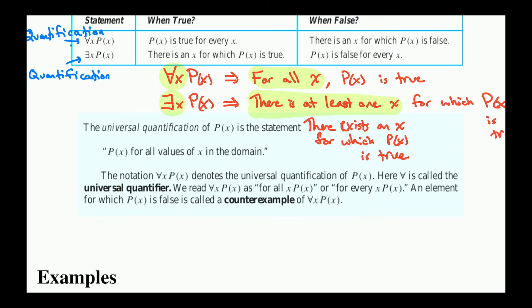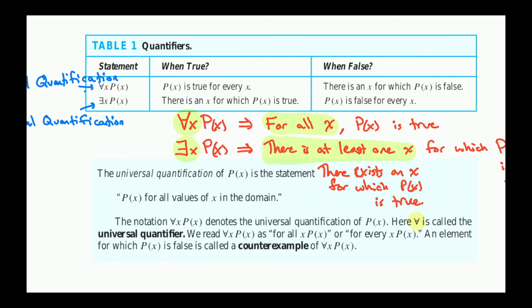So they tell you that specifically this symbol is called the universal quantifier, and you read it "for all x." And so then they go on to tell you what it means. So this statement here, this first one, "for all x, P of x" is true, that would mean that you can't find any x values for which this is false.